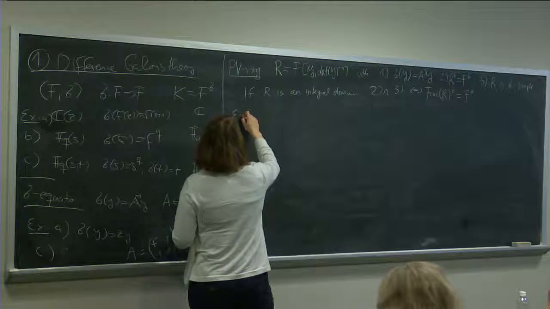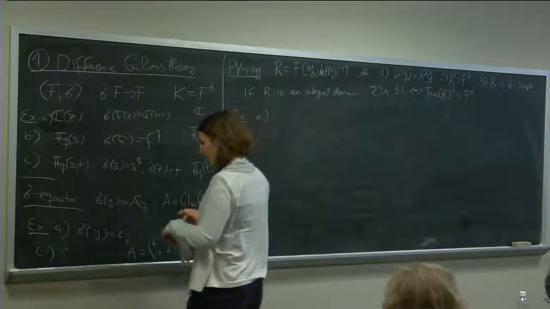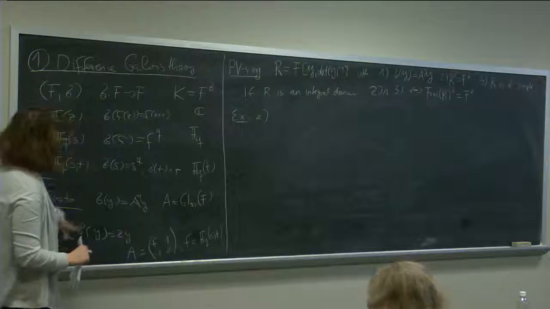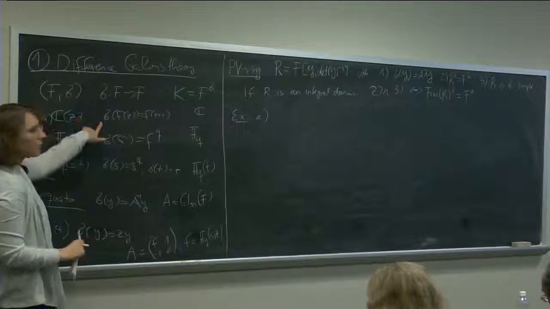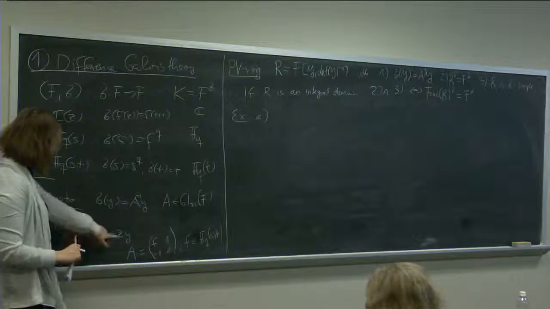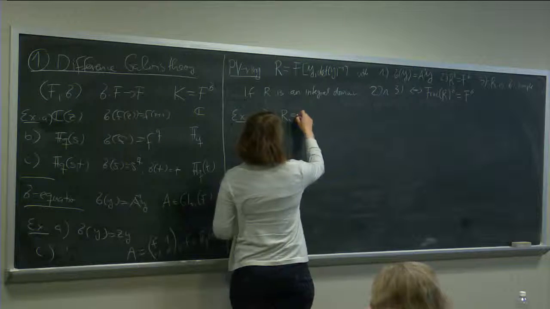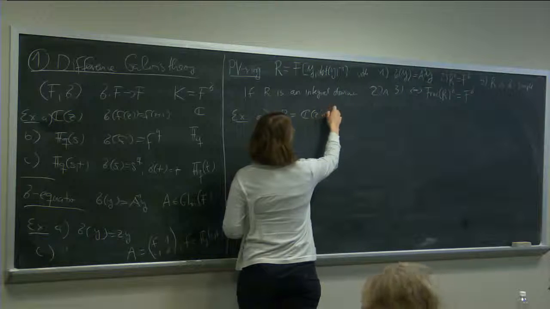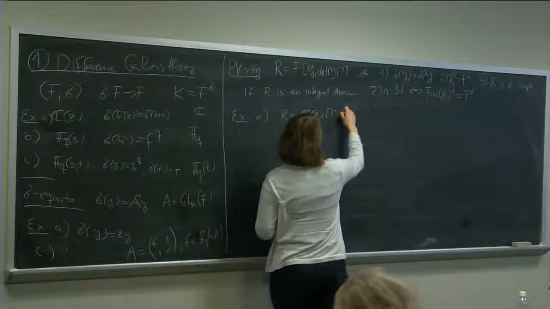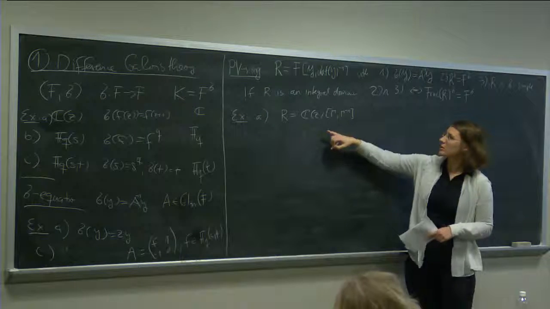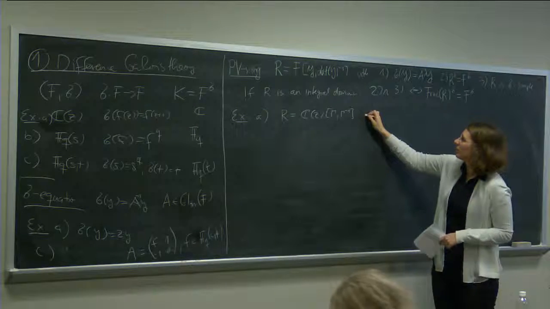So for example, here in this characteristic zero case, over this field with the shift operator, you consider this equation, then if you adjoin the gamma function inside the field of meromorphic functions, then you get a PV ring.